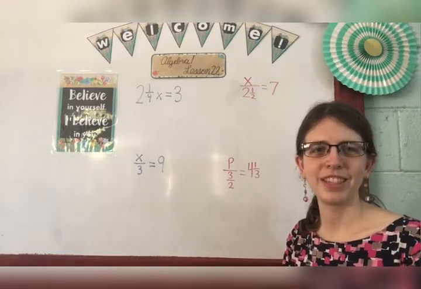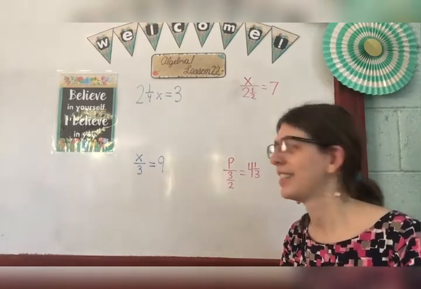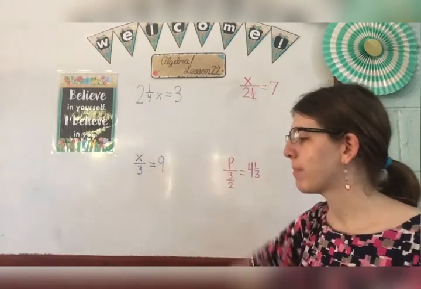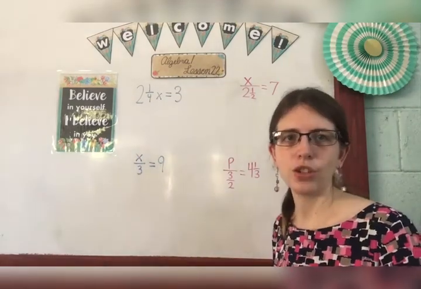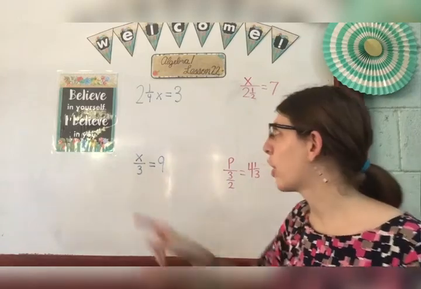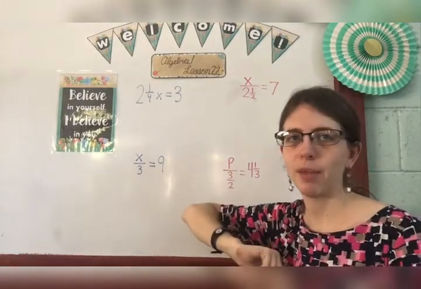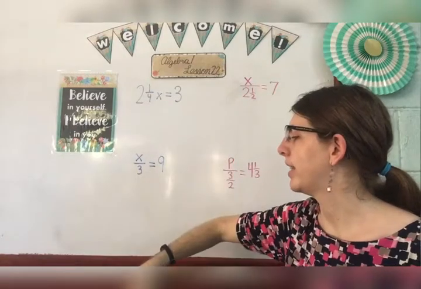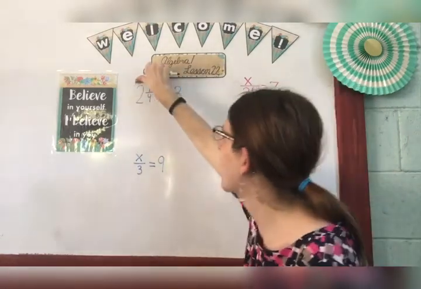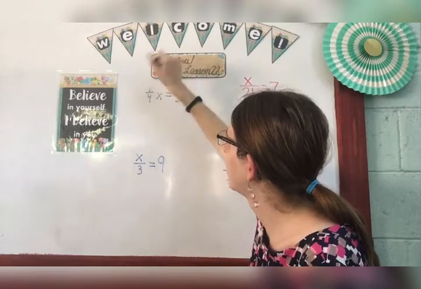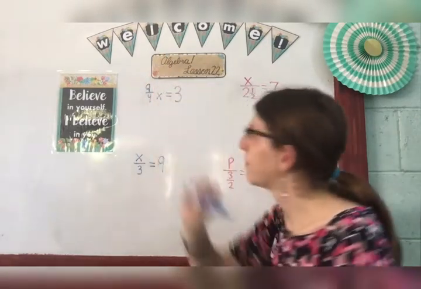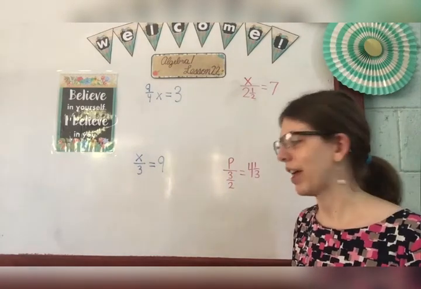Okay, let's finish up our examples and our practice. Look over here, I have 2 and 1/4 x equals 3. The easiest way to continue this problem is to go ahead and change your mixed number into an improper fraction. So I know that 4 times 2 is 8, plus 1 is 9, so it becomes 9/4. Okay, that makes it a little easier to work with.